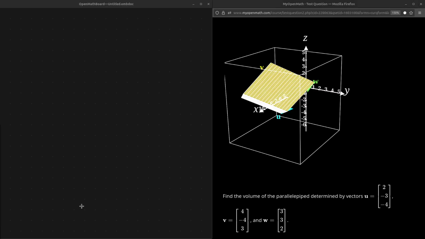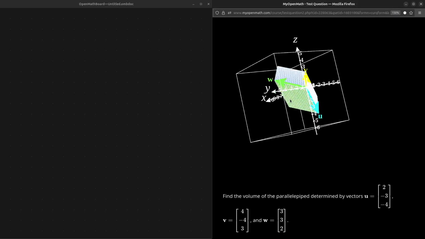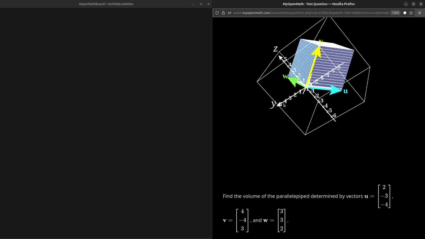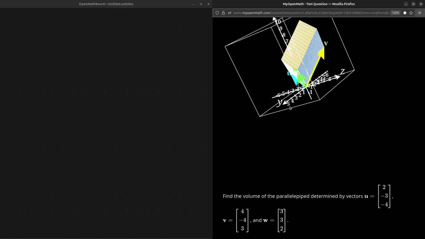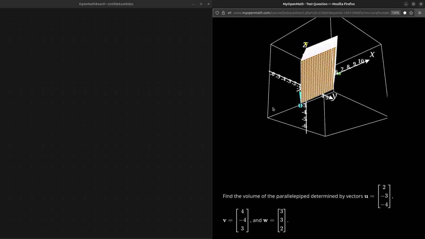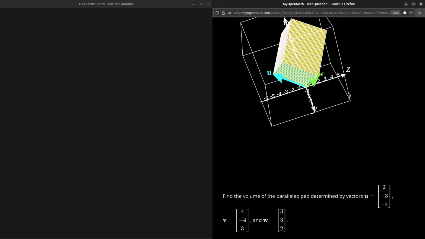Let's take a look at an example in three-dimensional space. Here we want to find the volume of this parallelepiped. It's determined by vectors u, v, and w. So we can move this around to get an idea of what this parallelepiped looks like in three-dimensional space. You could see vectors u, v, and w determining the parallelepiped, determining the dimensions of it. Okay, we want to find its volume.